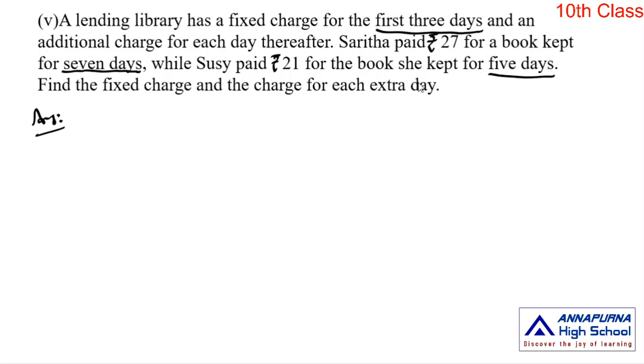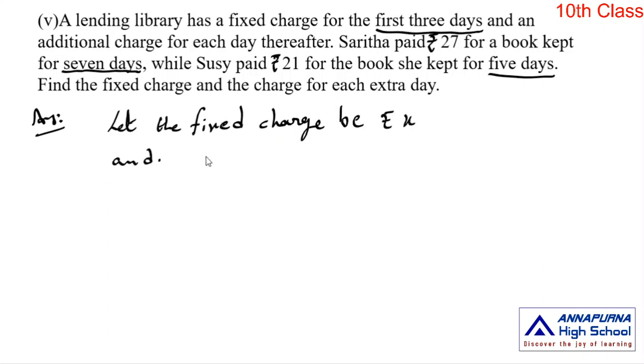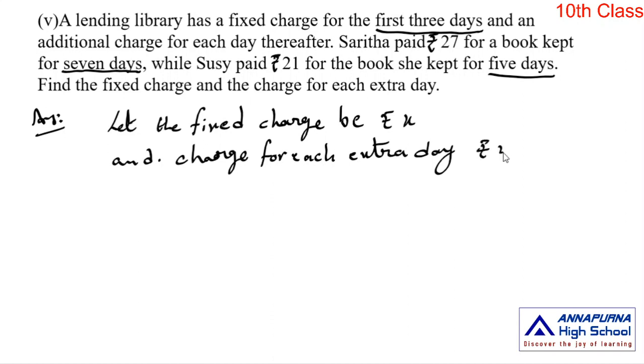So here, what are the two unknowns? The fixed charge and the charge for each extra day. They are the two unknowns. Let us take the two unknowns as x and y. Let the fixed charge be x rupees and the charge for each extra day be y rupees.